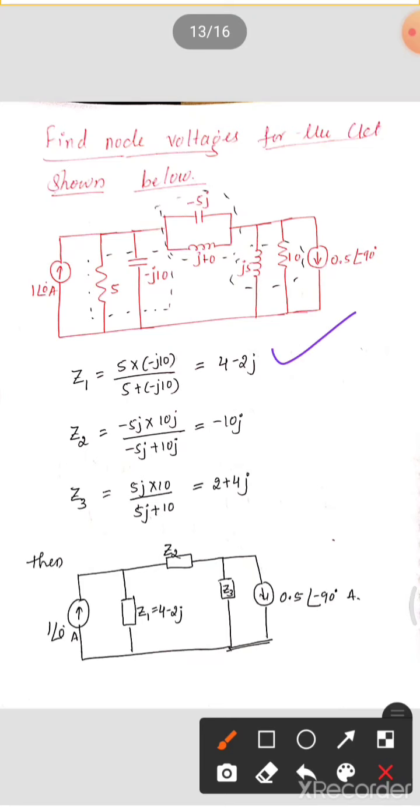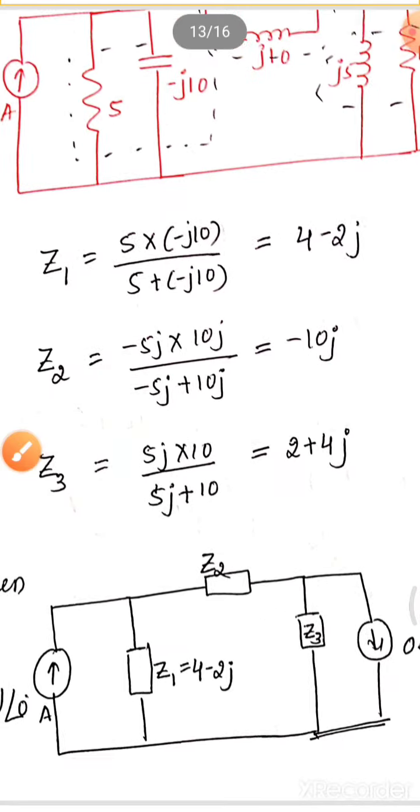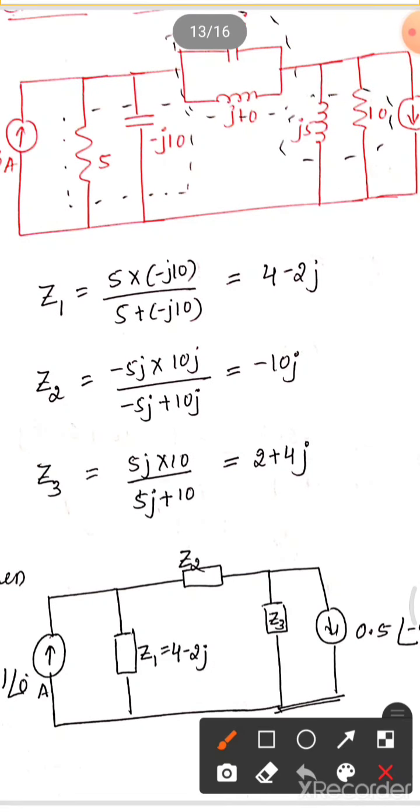So let's calculate Z1, Z2, Z3. After calculating and replacing all those values, you get a simplified network like this. For this network, you have to identify how many nodes there are. So this we can take as one node, and you can represent it as v1.